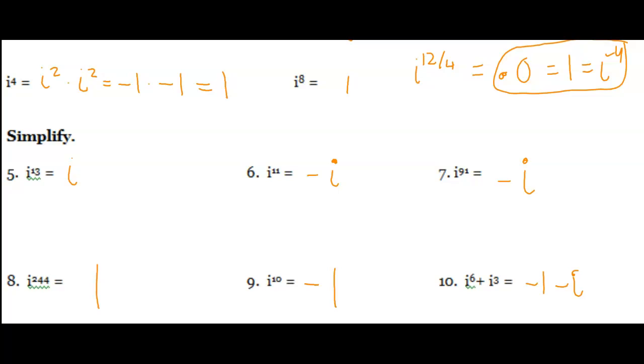What do you call a real plus an imaginary? That is what? We talked about its name yesterday. A real plus an imaginary is a? Complex. Thank you. A complex number.